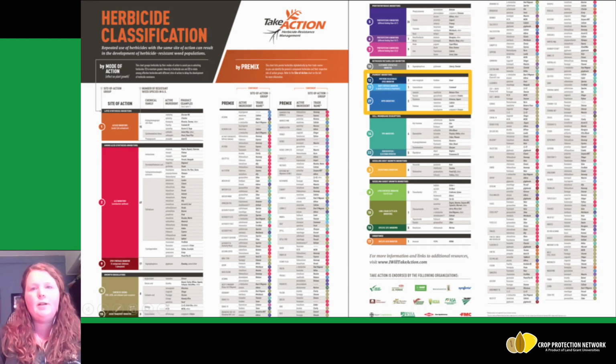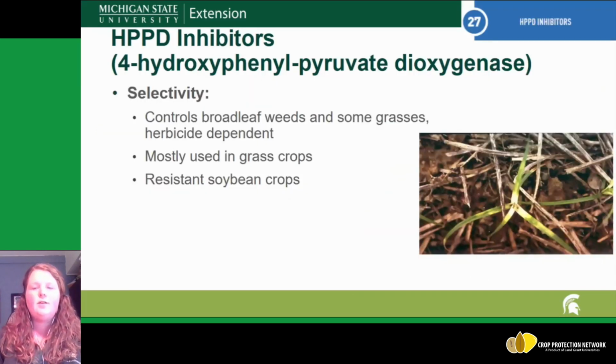Next, we're going to go to pigment inhibitors. The site of action I'd like to discuss is group 27, which are HPPD inhibitors. This is probably the more common site of action used within this mode of action. They are selective. They can control broadleaf weeds and some grasses, but this is largely herbicide dependent. We mostly use HPPD inhibitors in grass crops, but there are new resistant soybean crops that are going to become available in the future that will also be resistant to HPPD inhibitors. So we might see use become more popular with those introductions.